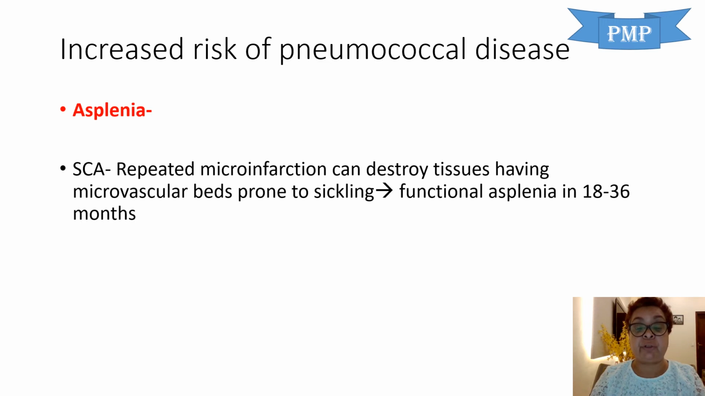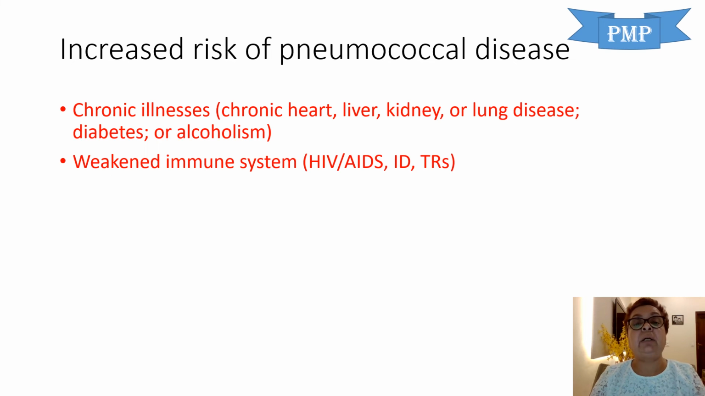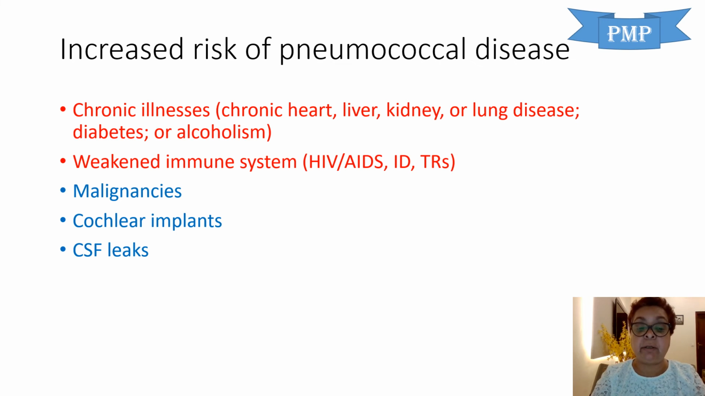And in sickle cell anemia patients, the RBCs are prone to sickling. This leads to repeated microinfarctions, and generally the patient has functional asplenia within 1 to 2 years of age, right? So sickle cell anemia is an indication. Other indications for PPV23 are any chronic lung, liver, heart or kidney disease, alcoholism or diabetes, or a weakened immune system either due to AIDS or transplantation or any primary immunodeficiency. Other indications include malignancies, cochlear implants, as well as CSF leaks. So we will give PPV23 in all these patients.